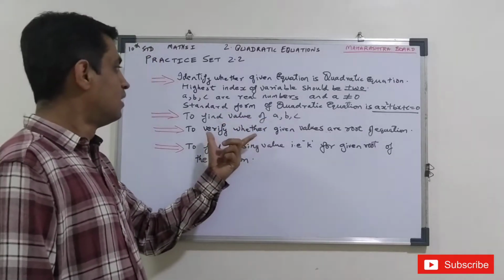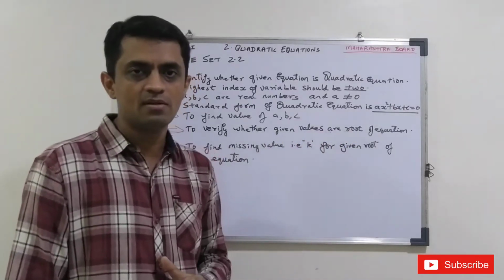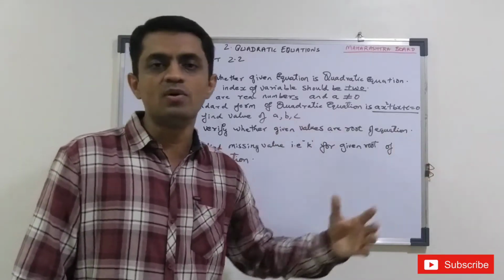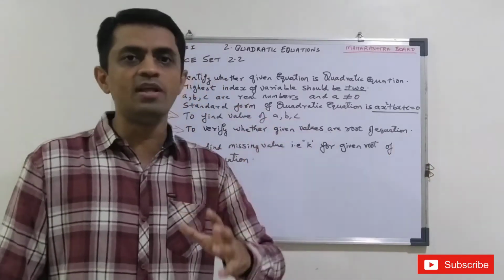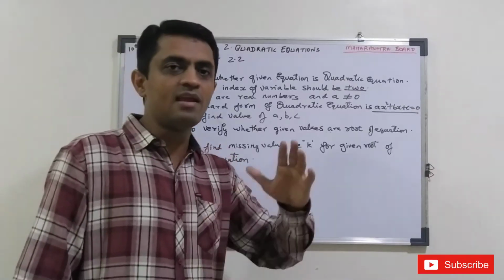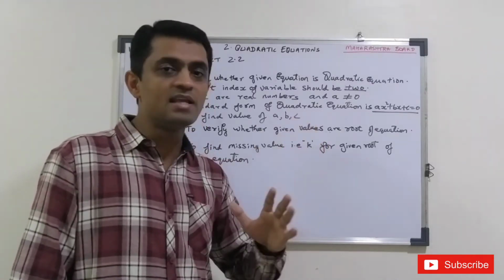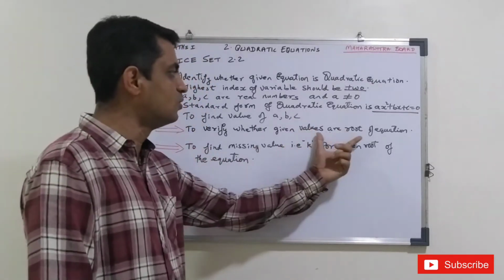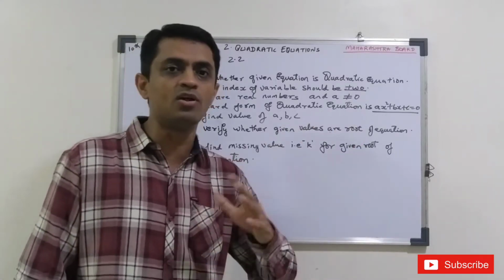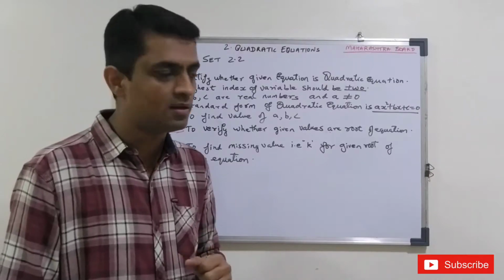Then we learned to verify whether the given values are roots of the equation. The equation was given to us, 2 or 3 values were given, and we substituted those values and verified whether LHS is equal to RHS or not. If LHS is equal to RHS, then it is a root. If LHS is not equal to RHS, then it is not a root of the equation. That we have seen in the previous exercise 2.1.